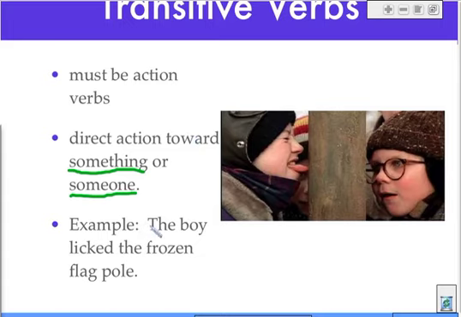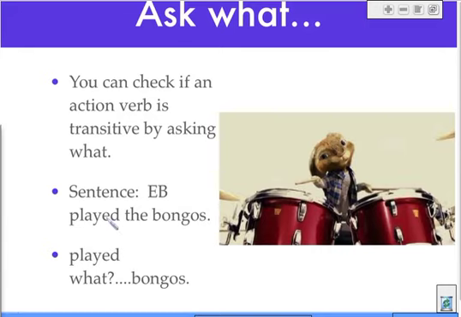Here's an example. The boy licked the frozen flagpole. Well, we have to find our verb. You always find your verb first, okay? Well, that would be licked. Now, licked is the action. What is he licking? What's receiving the action? Well, if you look at the picture here, it's this thing, the flagpole. So licked flagpole. Now, you probably remember this, but a way that you can figure this out is to ask what. You can check if it is transitive, if it's an action verb, by asking what.